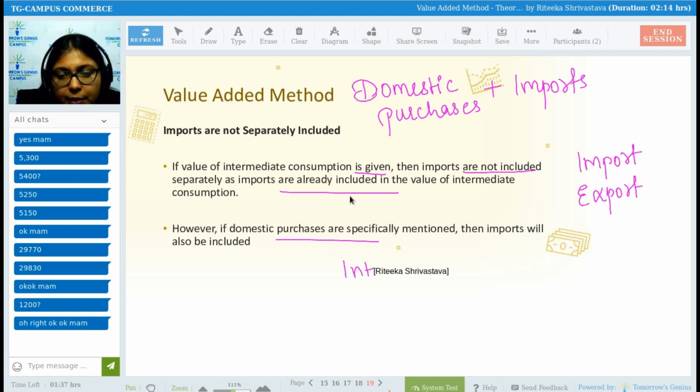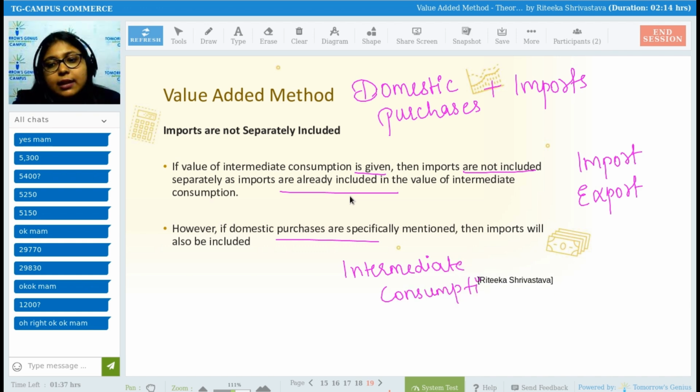If in the question they are giving you intermediate consumption, then even if they are giving you imports, exports, anything, you don't have to bother. You just have to take the value given against intermediate consumption. But if they have given you domestic purchases, then you have to use your logical sense: domestic purchases include only the purchases made within the domestic territory. But we also have to include the purchases we have made from foreign countries. So we will have to add imports to it.